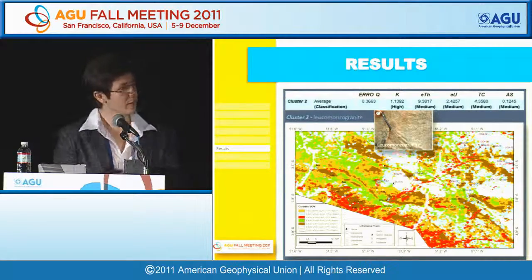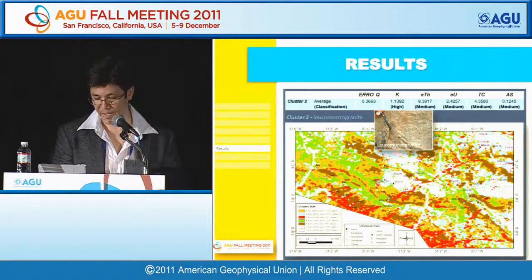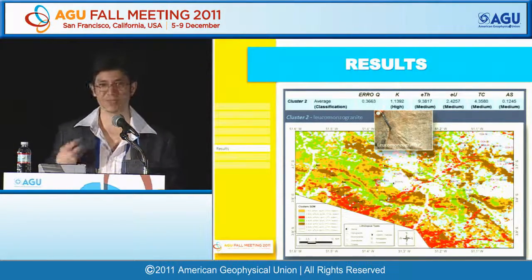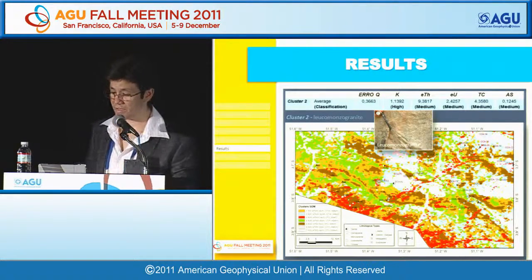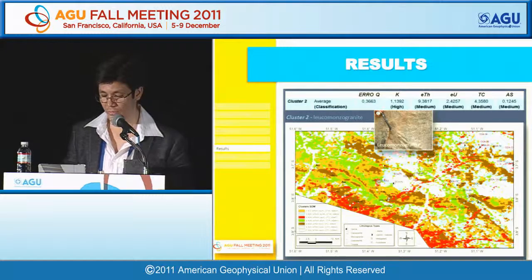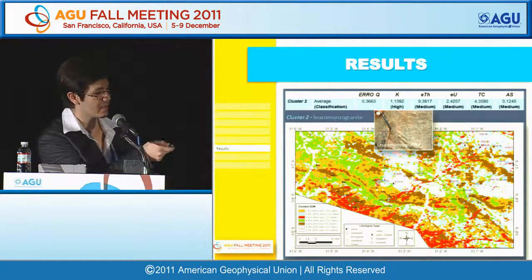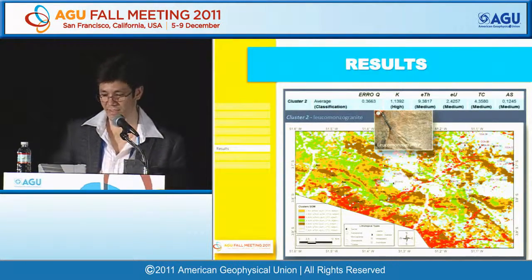Cluster 2, in blue, is composed of high potassium and medium values of other variables. It was related principally with leucomonzogranites. However, the principal gold occurrences in the area are related with this cluster. So you have an occurrence of gold here, and another here, and another here. All those occurrences are related with cluster 2.